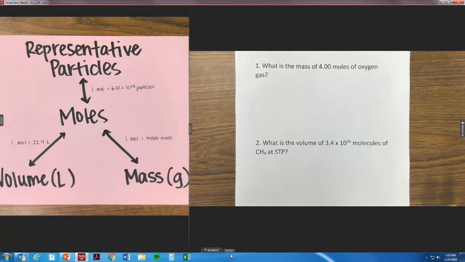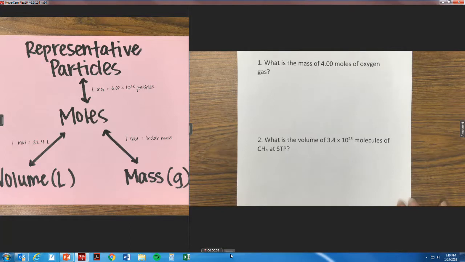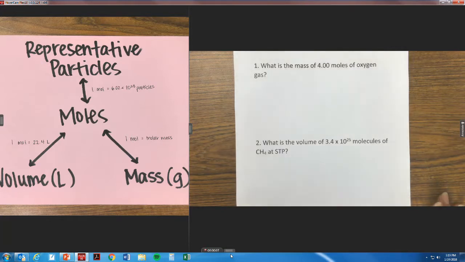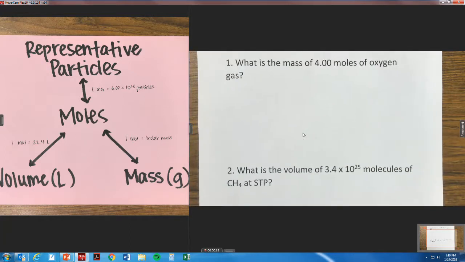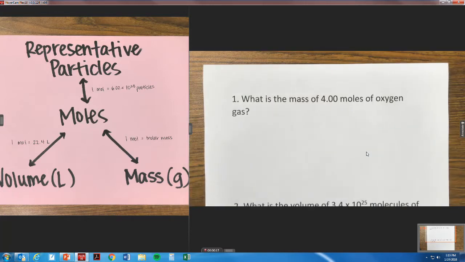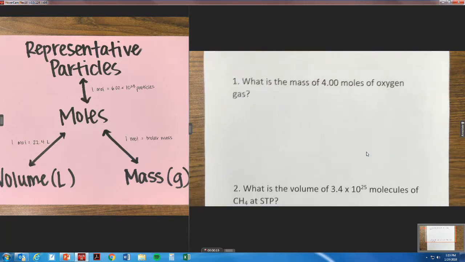Okay, so let's actually try this again. Let's go ahead and go over those practice problems for our moles review. Okay, so number one, we have: what is the mass of 4 moles of oxygen gas?